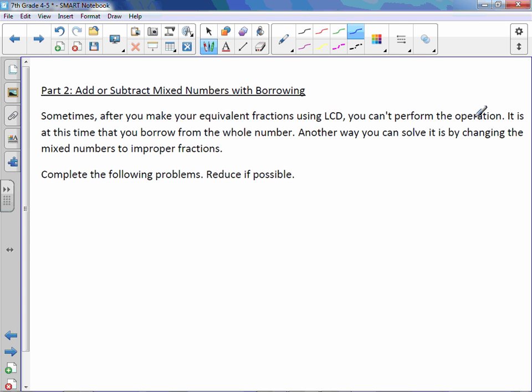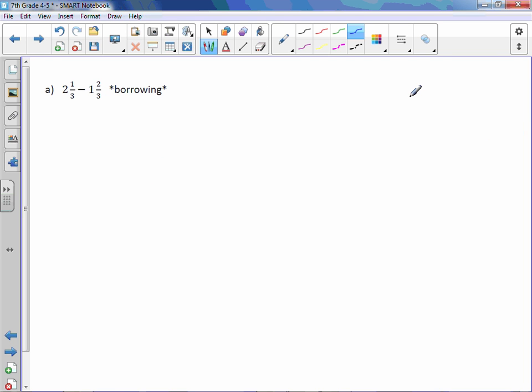Now sometimes after you make your equivalent fractions using your least common denominator, you can't perform the operation. It is at this time that you borrow from the whole number. Another way you can solve it is by changing the mixed numbers to improper fractions. Complete the following problems, reduce if possible. So letter A and B are the same problem, and I'm going to show you how to do it both ways.